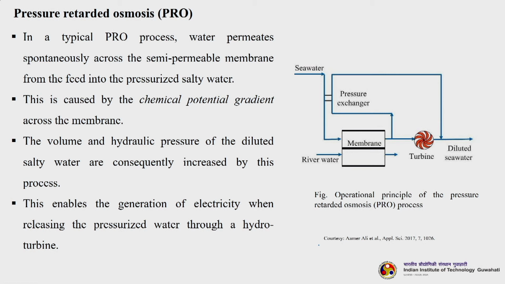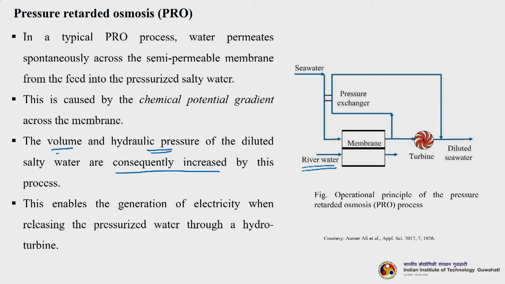You can see what is happening: the river water, or the water which is devoid of salt, is being fed to one side of the membrane, the RO membrane of course, and on the other side you are feeding the sea water. The water transport is happening due to the chemical potential gradient across the membrane, and the volume and hydraulic pressure of the diluted salty water are consequently increased by this process.